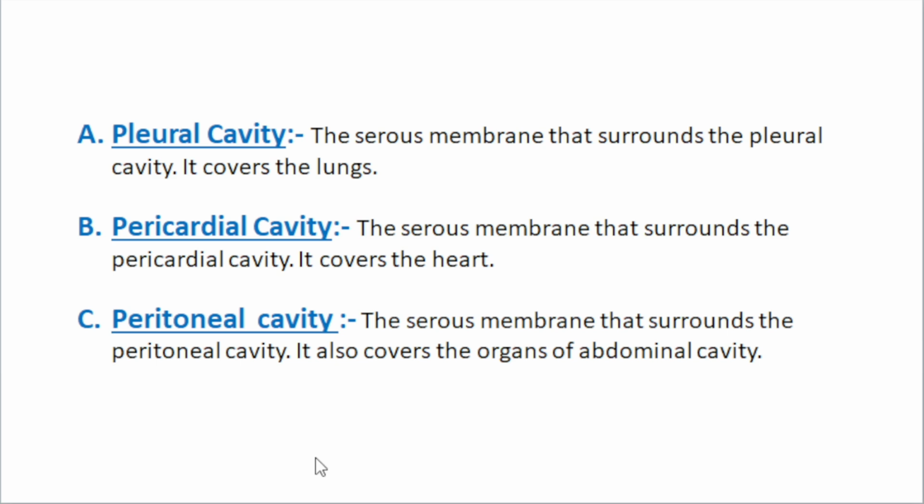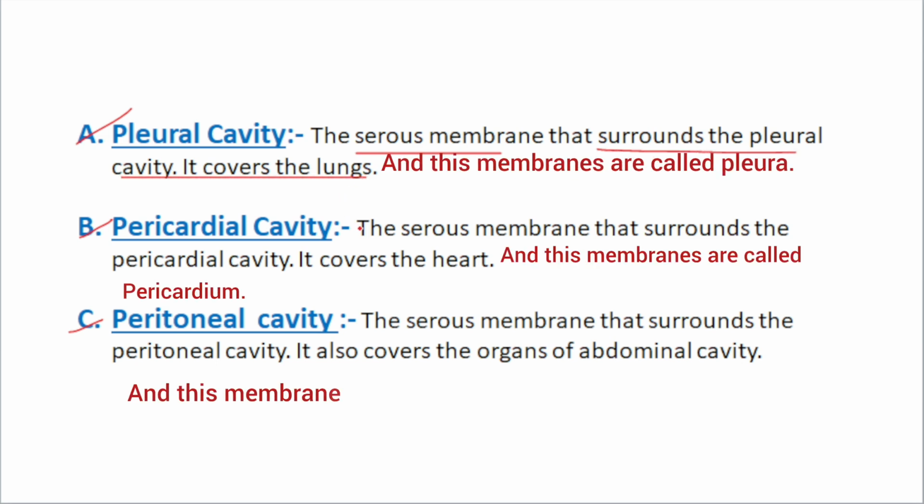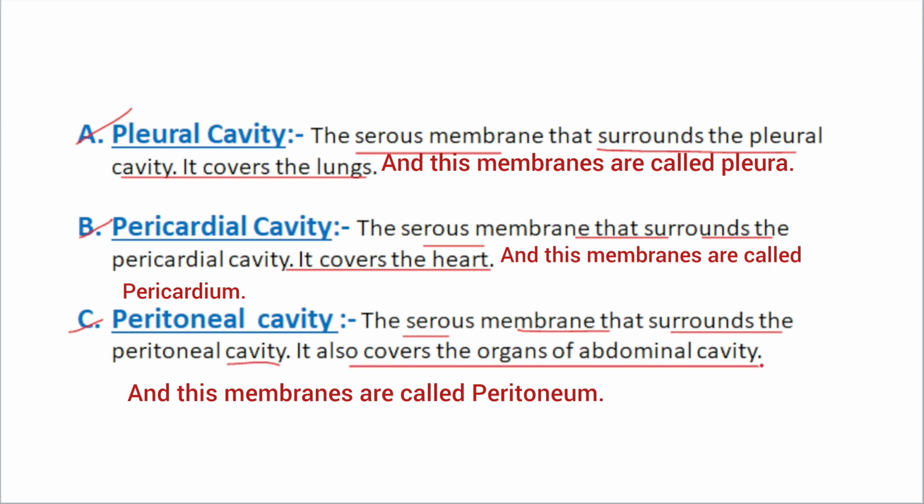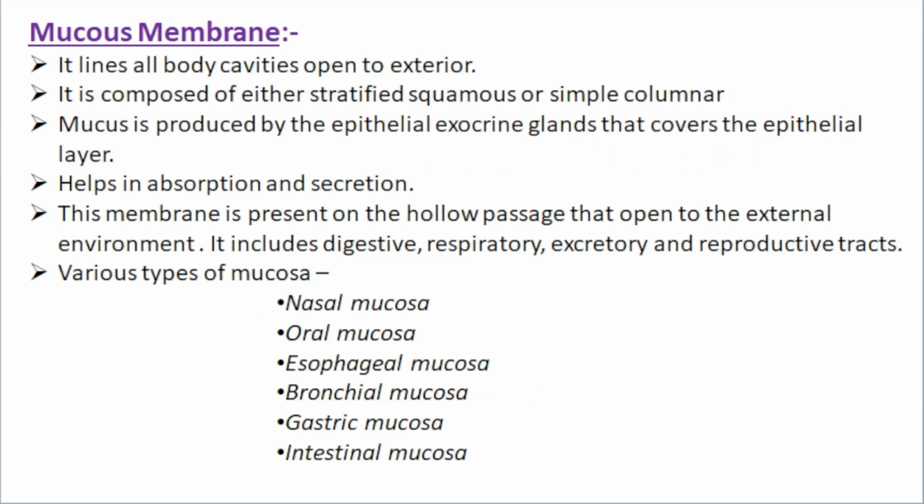So the serous membrane mainly covers these three cavity. First pleural cavity, second pericardial cavity and third peritoneal cavity. First pleural cavity. The serous membrane that surrounds the pleural cavity covers the lung. Then pericardium, the serous membrane that surrounds the pericardial cavity covers the heart. Then peritoneal cavity, the serous membrane that surrounds the peritoneal cavity and it also covers the organs of the abdominal cavity. Then last, mucous membrane.